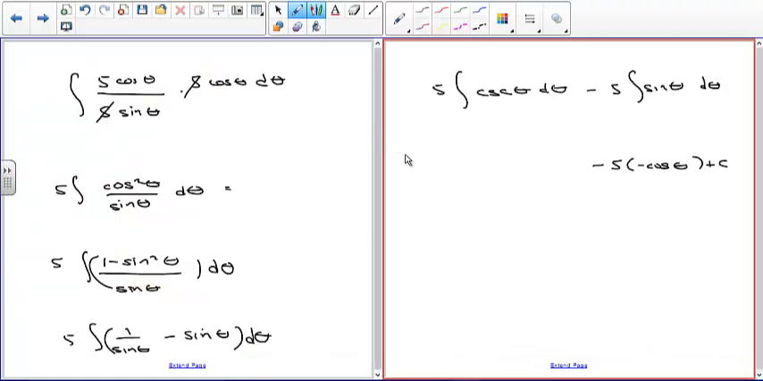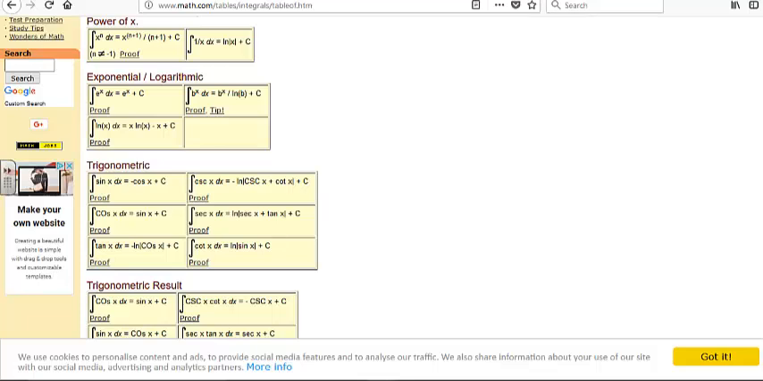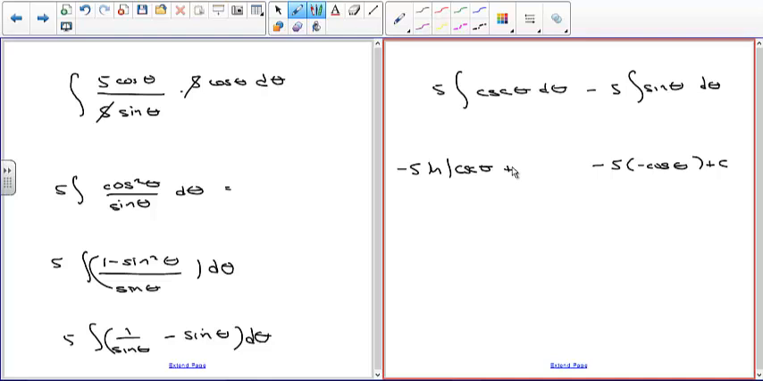So the first one is going to be negative 5 times the natural log, the absolute value of the cosecant of theta plus, is it cotangent? I've already forgotten. Cosecant, so it's right here, cosecant plus cotangent. So we didn't have to use any special trig integration here. We just had to use the Pythagorean identity.